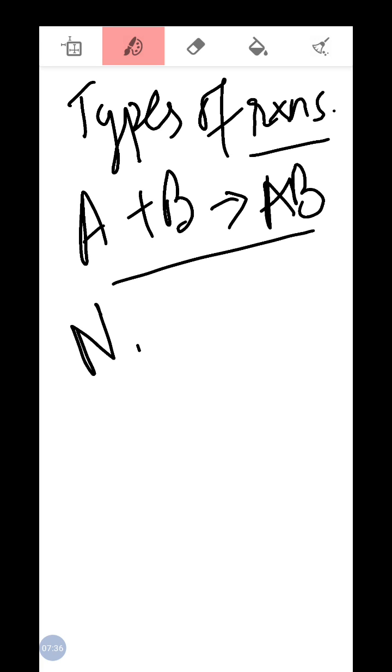In the next part of the chapter, we'll be discussing the types of reactions, basically. I'll just write reactions like this. Types of reactions, one of which we had discussed yesterday itself. If I say A plus B, I mean, in part 1, I gave an example of a very common reaction, that is Na plus Cl gives NaCl, right?